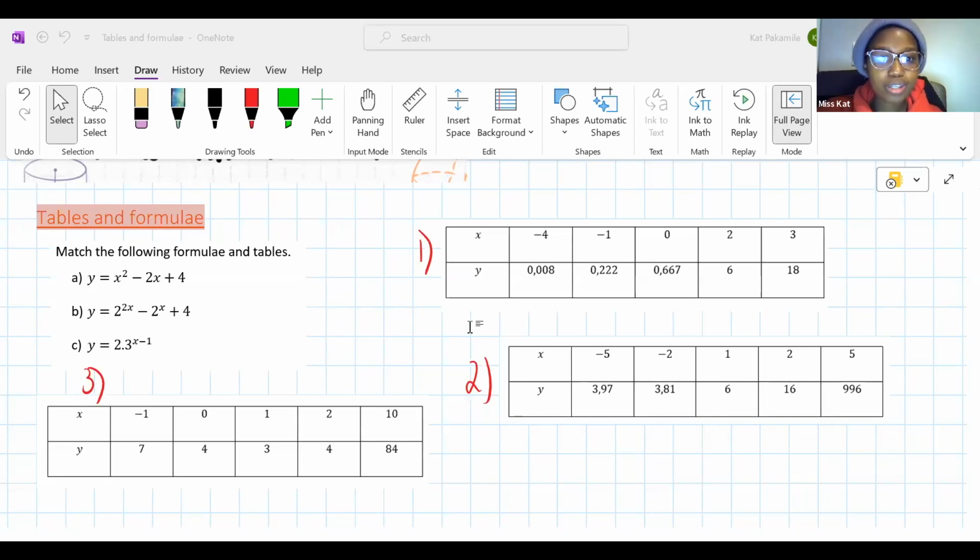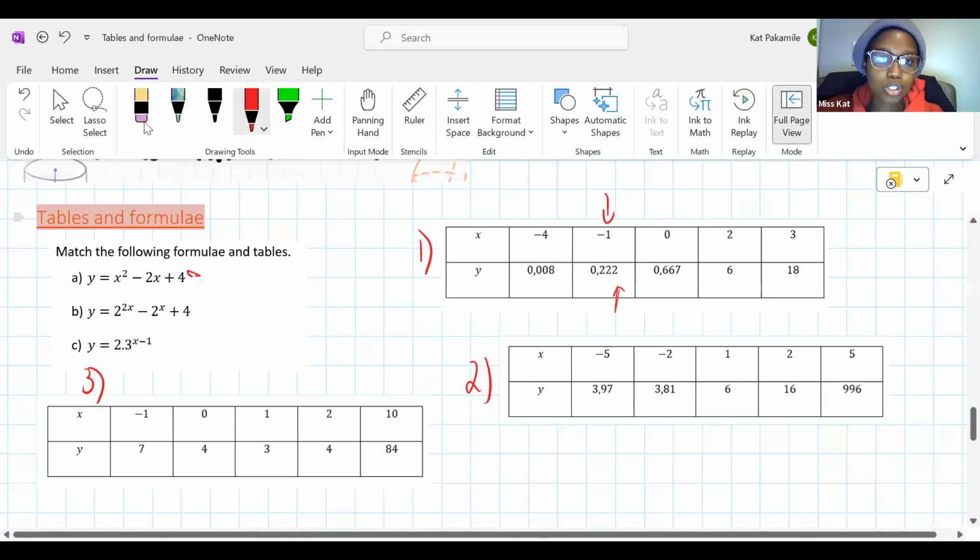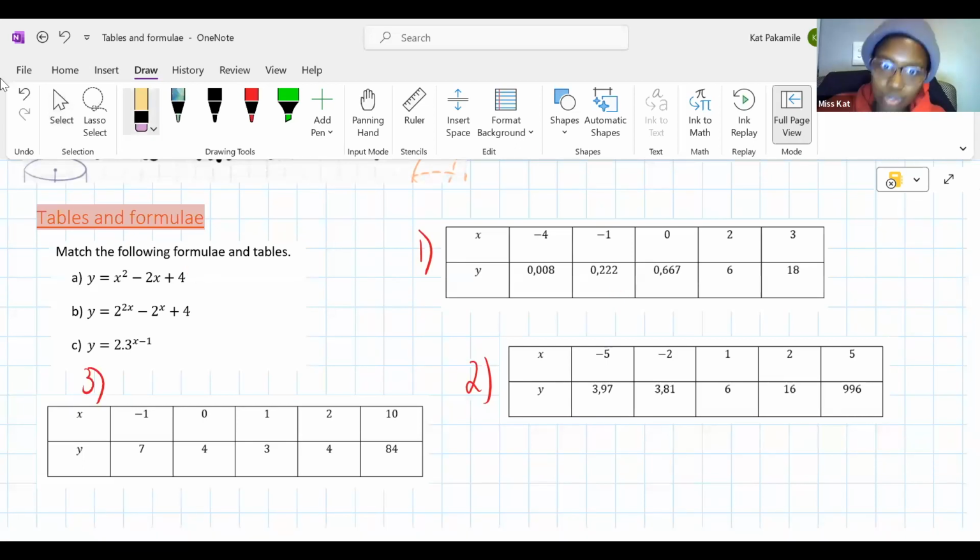Remember, you need to use substitution. You have your calculators, guys. It's not that bad, okay? Just check, use an input and output. So you check, if I use an input of -1 with the first formula, will I get an output of 0.22222? If not, then it doesn't match. Then you check the other one. So it's trial and error.